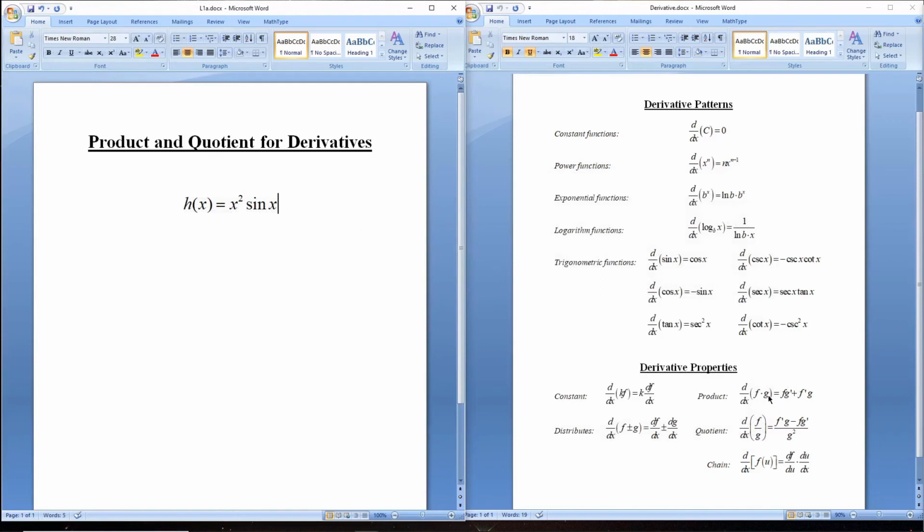And we're going to use this over here, what's called the product rule. So when you're adding and subtracting functions, the derivative distributes. So that's this property here. If you're adding or subtracting, then the derivative distributes. However, if you're multiplying functions, like in this case, then you have to use the product rule to deal with multiplication.